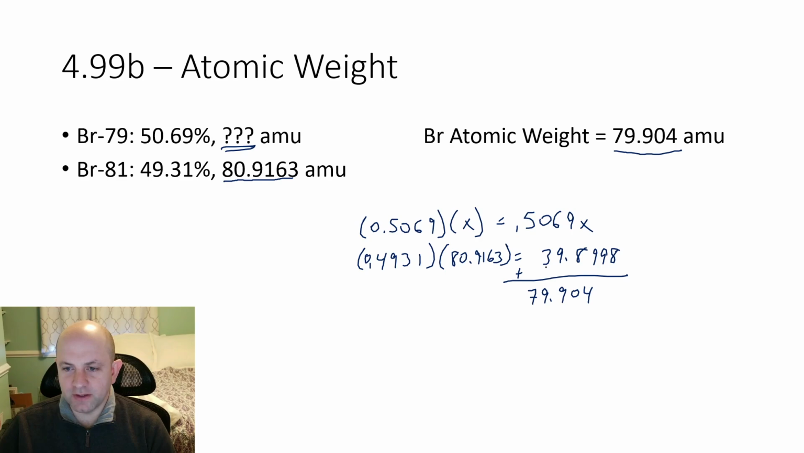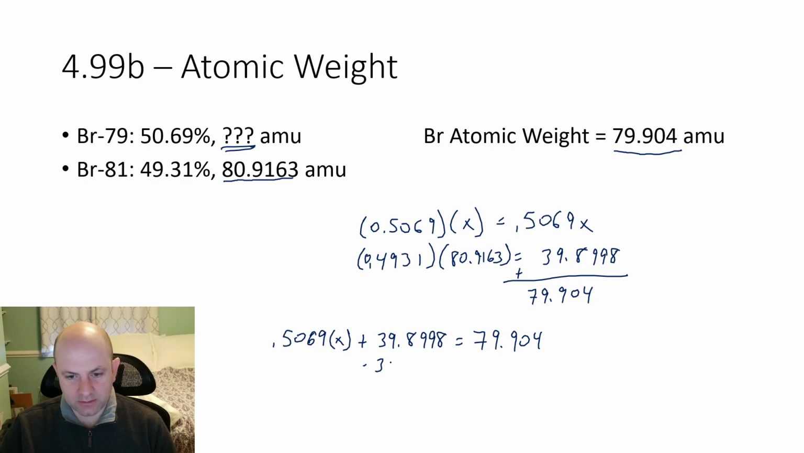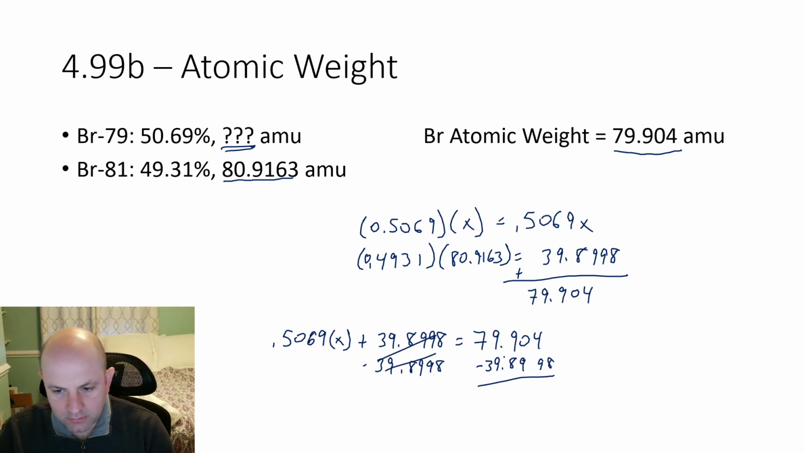Now I'm just going to rewrite this in a more traditional math way to solve for X. So I will say 0.5069x plus 39.8998 is equal to 79.904. That's exactly the same thing, I just wrote it sideways. But now let's get X by itself. So I'll subtract 39.8998 from each side. So this will cancel.